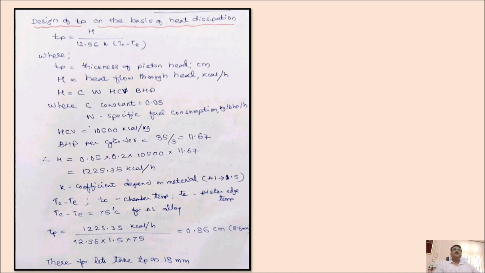So the fourth consideration for finding the value of Tp is based upon heat dissipation. The formula is Tp equal to H divided by 12.56 K (Tc minus Te). H is the heat flow rate through piston head, in kilocalorie per hour. K is a constant. Tc is the combustion chamber temperature in degree Celsius, and Te is the piston edge temperature in degree Celsius.